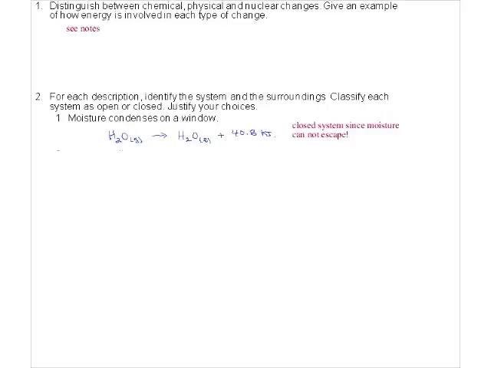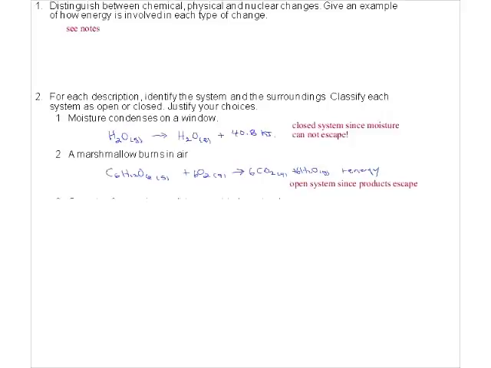As long as the windows are all closed and there's no drafts in your house and your house is very, very tight. Okay, a marshmallow burns in air. Well, that's going to be the combustion of sugar because that's what marshmallows are. So that's very much a chemical process. And it's going to be an open system since once this stuff burns, all of the products, because it's burning in air, are simply going to escape to the outside world. And therefore, we're losing mass. So it's an open system.